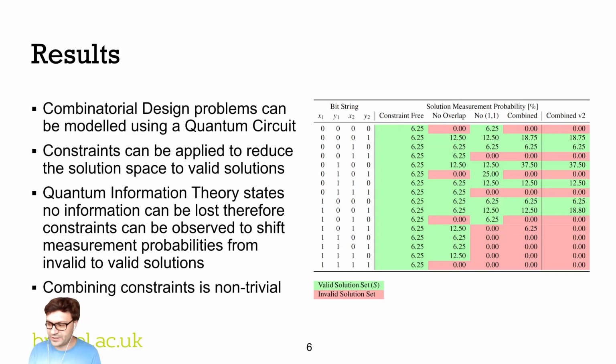And we've also identified that combining constraints is a non-trivial task. You can't simply append quantum circuits for particular constraints and feel that they won't interplay. They do have an effect, so they can reintroduce invalid results to the solution set if we don't configure it appropriately.